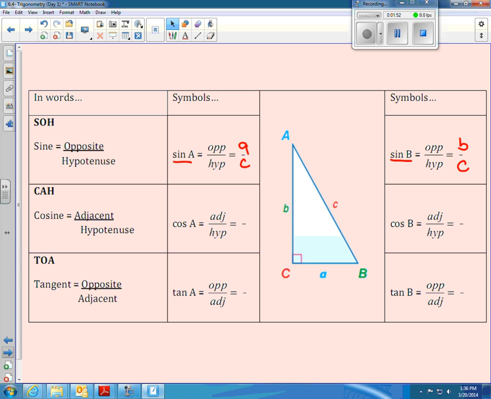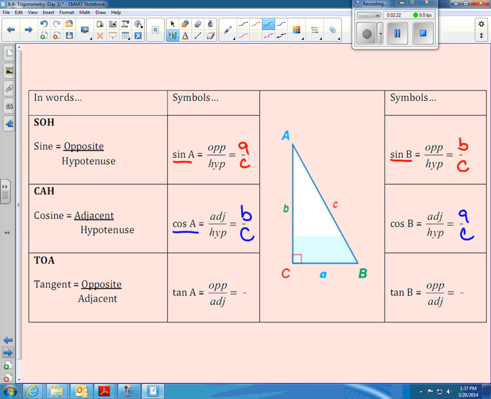Then let's go ahead and talk about cosine. Cosine is adjacent over hypotenuse. So if we're back to angle A, adjacent is the one next to it. So that gives us B over our hypotenuse, which is C. Let's talk about it in relationship to B. Its adjacent, again, is right next to it. So A over the hypotenuse of C.